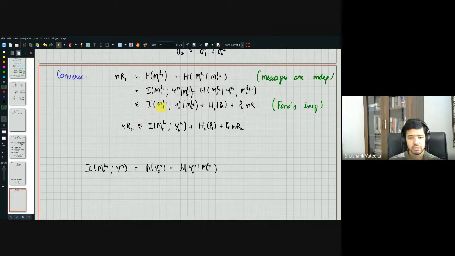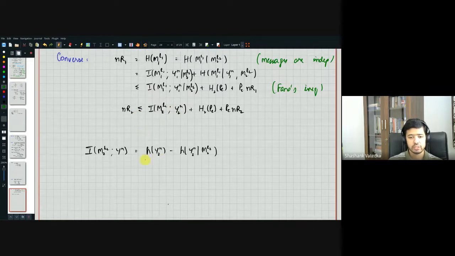So similarly, using an identical set of steps, we can also get nR2 to be less than or equal to the mutual information between M2 and Y2^n plus some small quantity, H2(Pe) plus Pe times nR2. Okay. So now let's try to get bounds on each of these mutual informations.